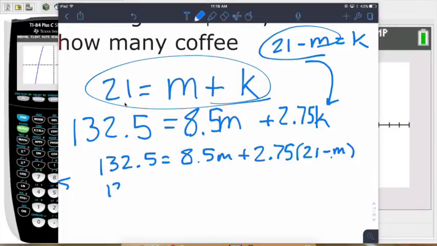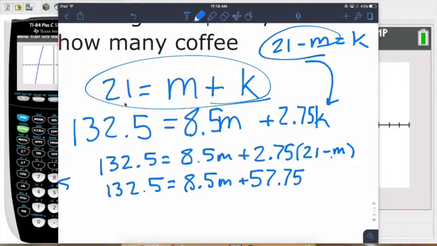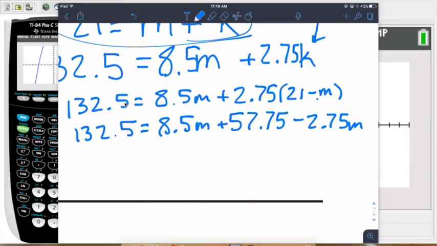Okay, so we'll start to clean this up. We're going to do some distributive property here. 8.5m, and then 2.75 times 21. That gets us 57.75. So eventually we will subtract that. And then minus 2.75m. Don't forget that negative right there, because I've done that in the past. I'm solving these by accident here.